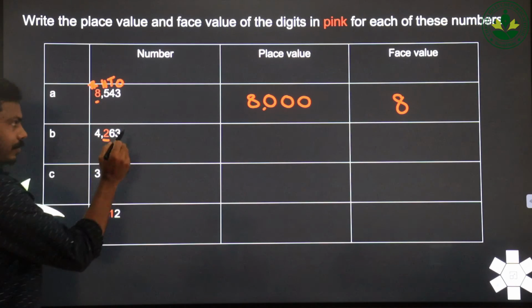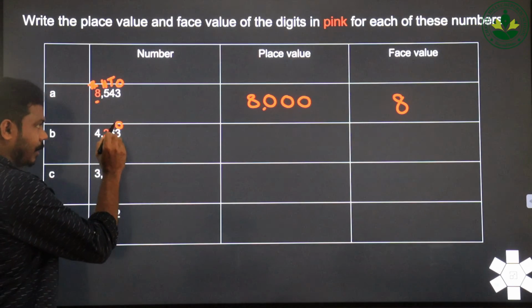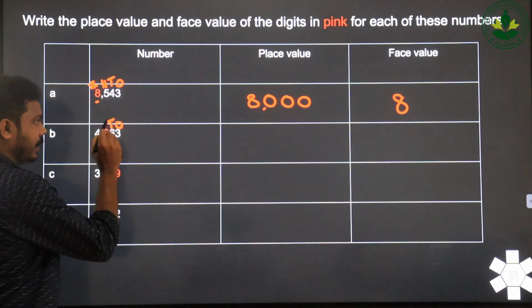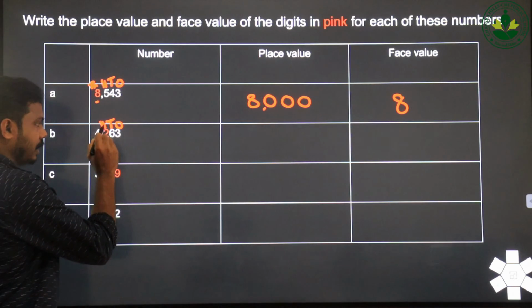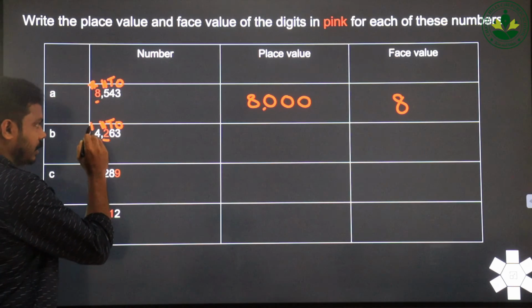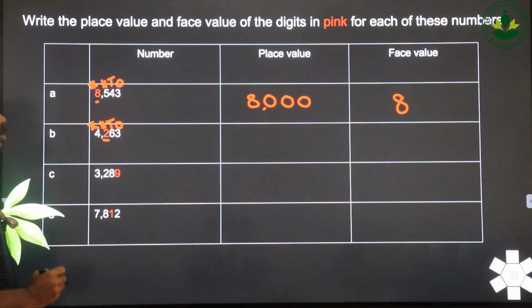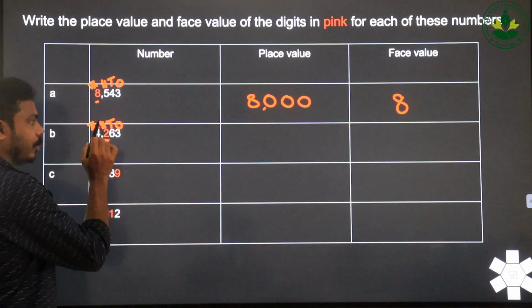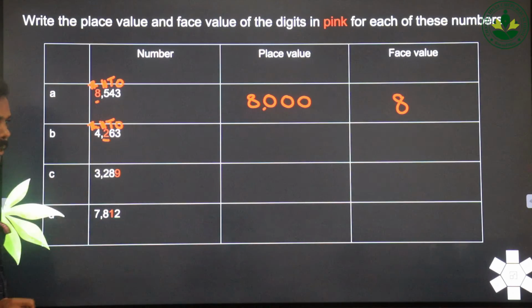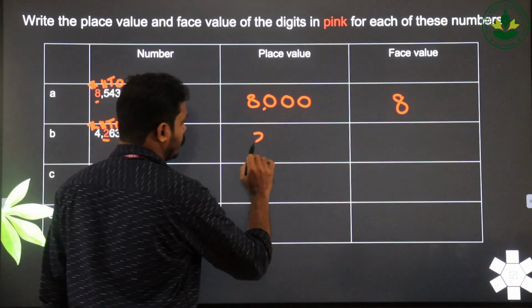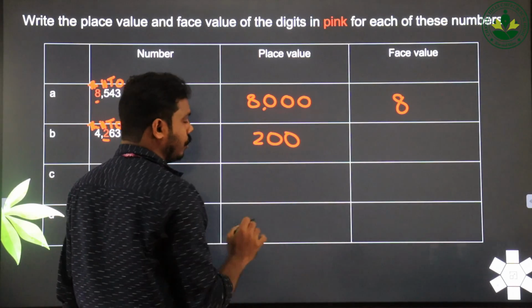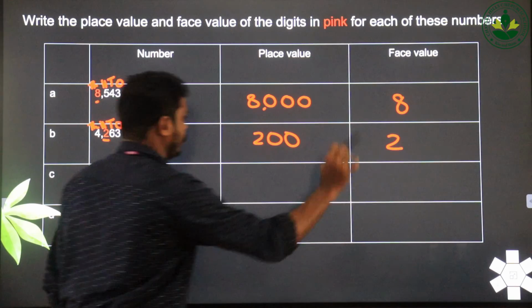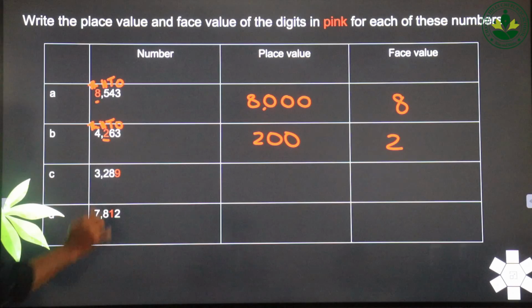And second question, we need to write the place value and face value of 2. 2 is in which place? 3 is in 1's place, 6 is in 10's place, 2 is in 100's place, and 4 is in 1000's place. So the place value of 2 is 2 into 100, that is 200. Face value 2.